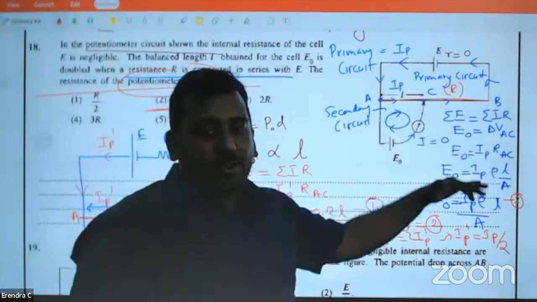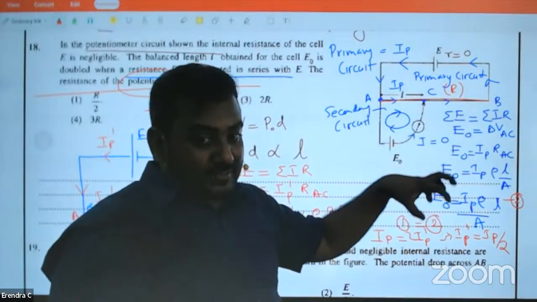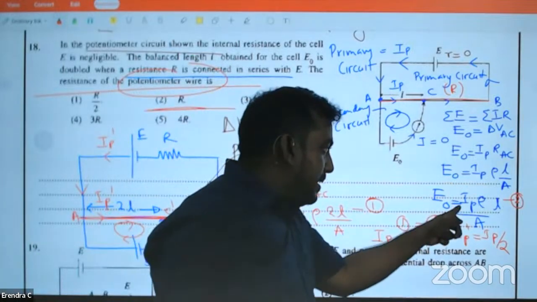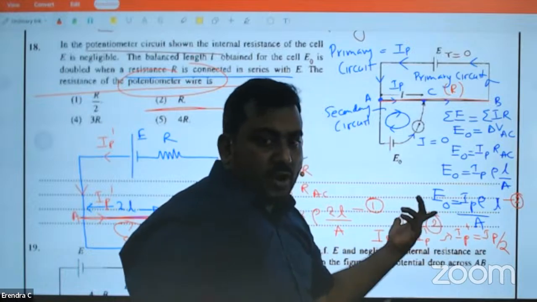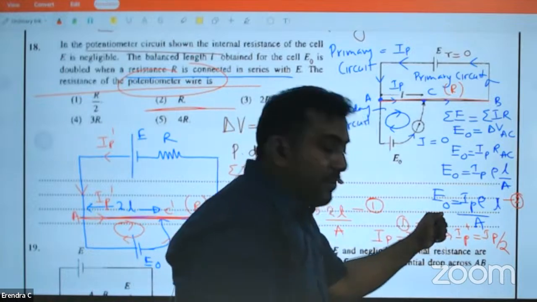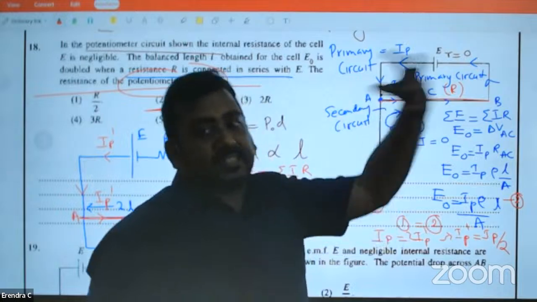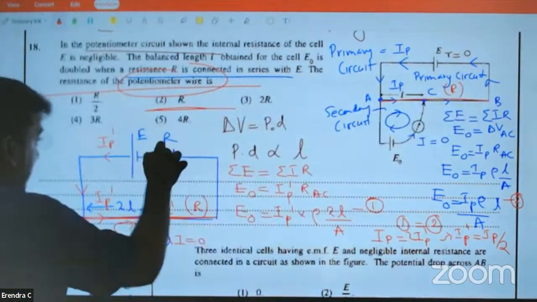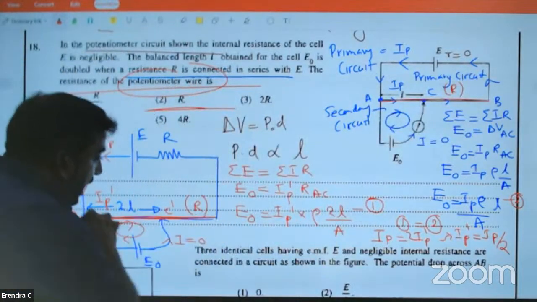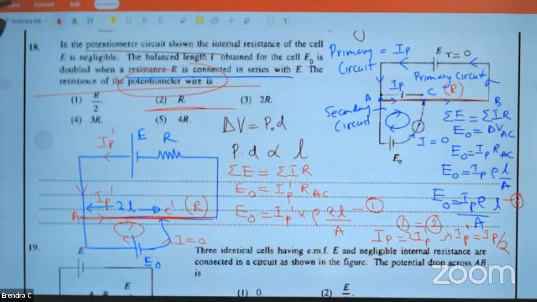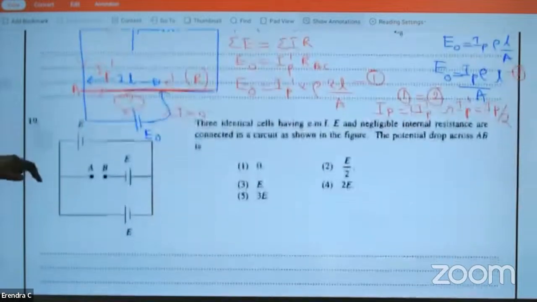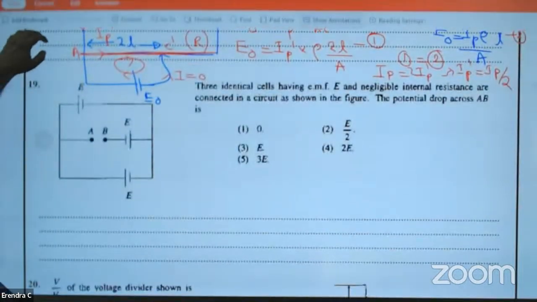So no need to do all these calculations, but I showed you how to get it. Length has doubled because rho and A won't change. E naught has not changed. Current has become half. Current is half means resistance is double. Once I put this, resistance double means this was R. Now the correct answer is answer number 2.